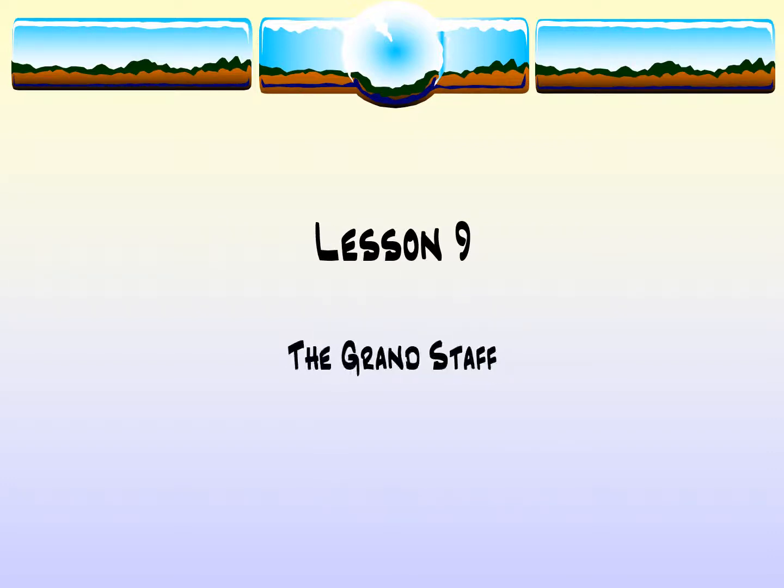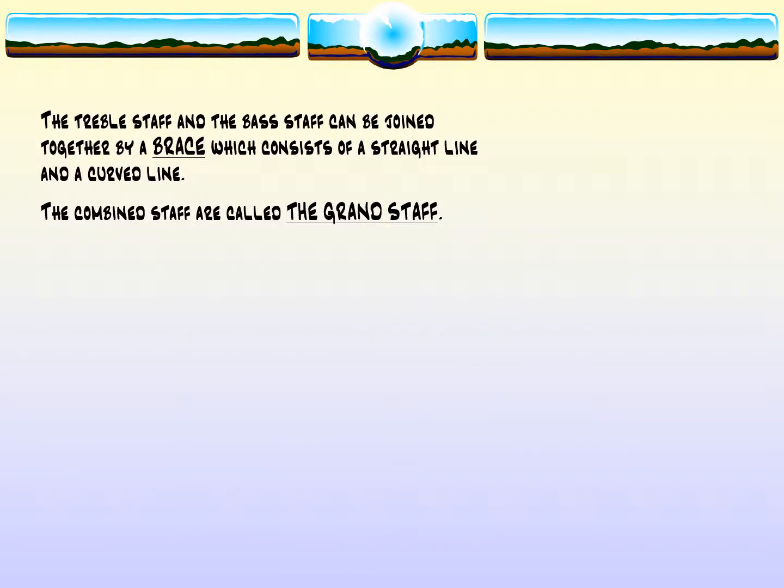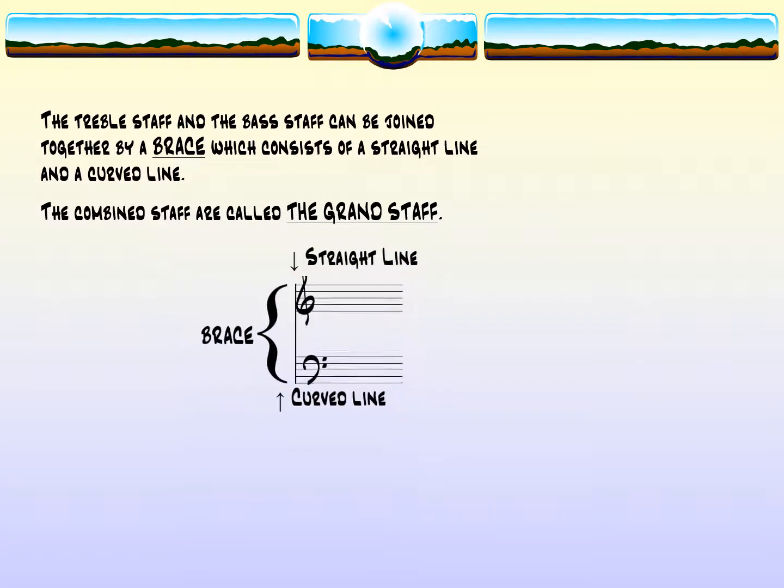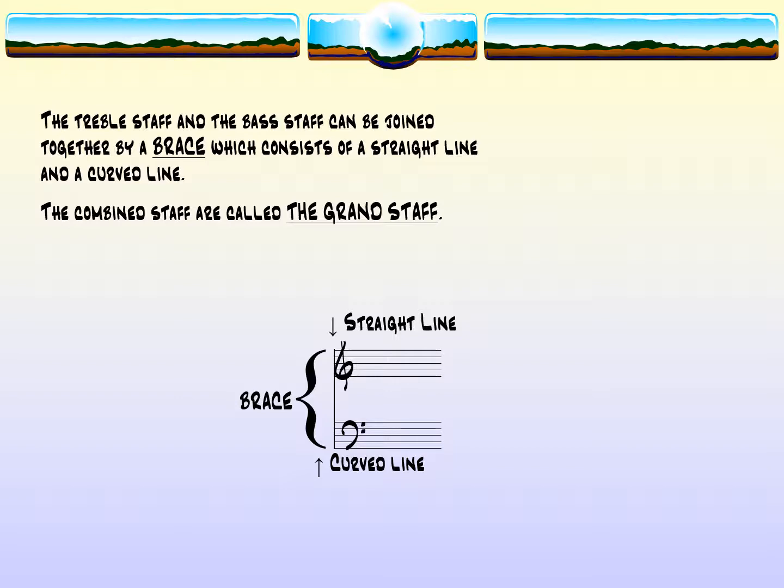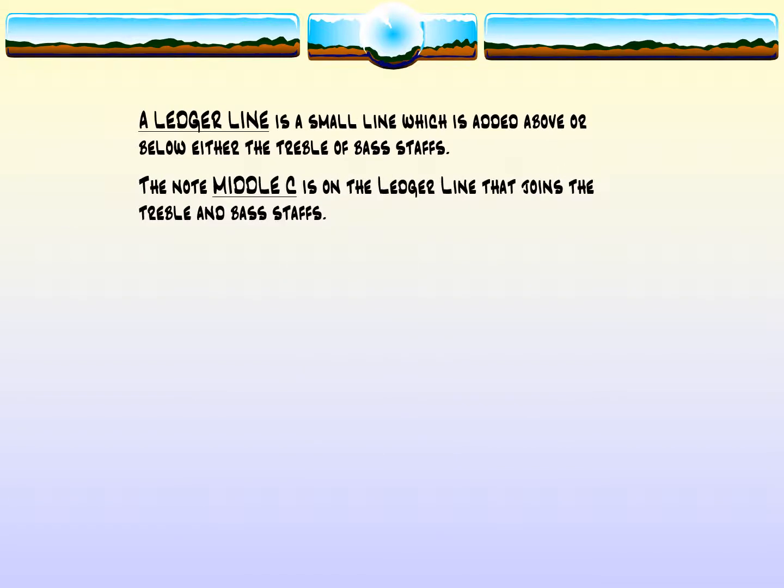Lesson 9, The Grand Staff. A ledger line is a small line which is added above or below either the treble or the bass staffs. The note middle C is on the ledger line that joins the treble and bass staffs.